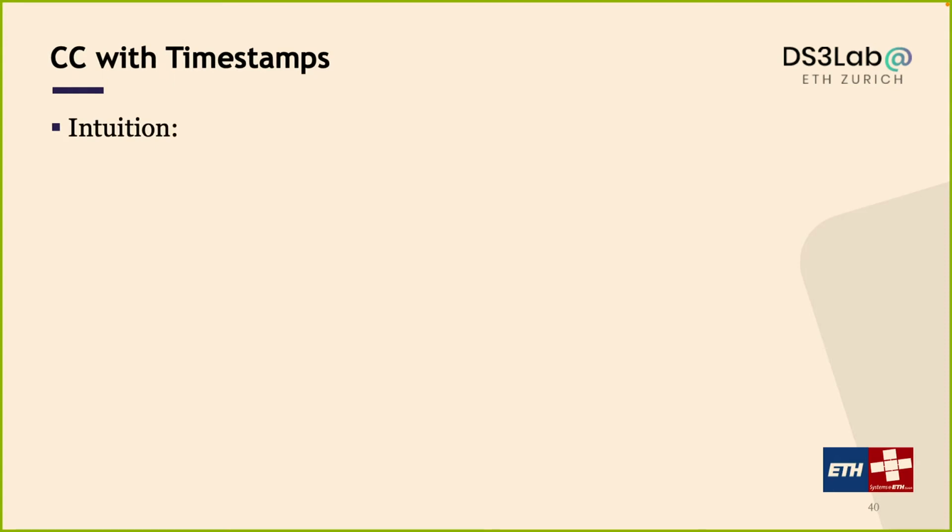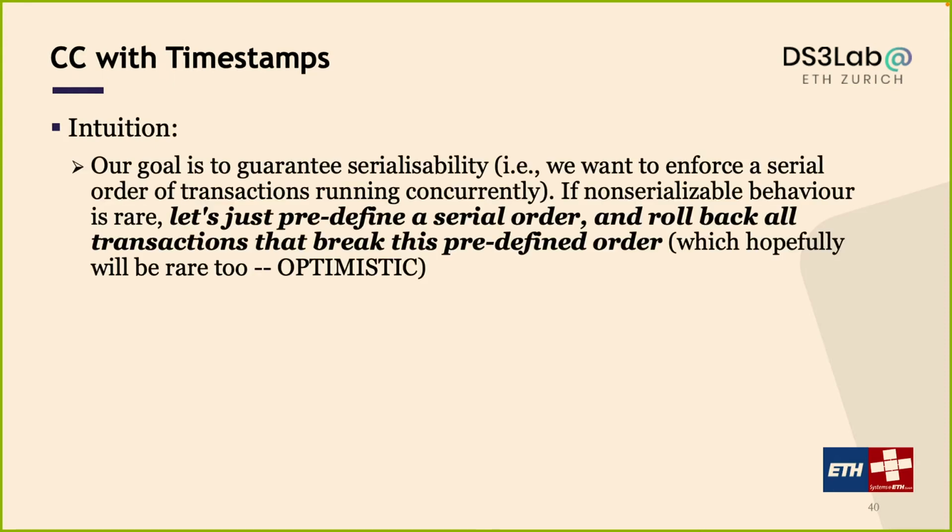The intuition is very simple. What is our goal? Our goal is to guarantee serializability, right? So if non-serializable behavior is very rare, what I could do is, for all the transactions in my system, I define an order. So now this is the serializable order I want to enforce. I have T1, T2, T3, right? I want to enforce this order, and I assume that is my serializable order.